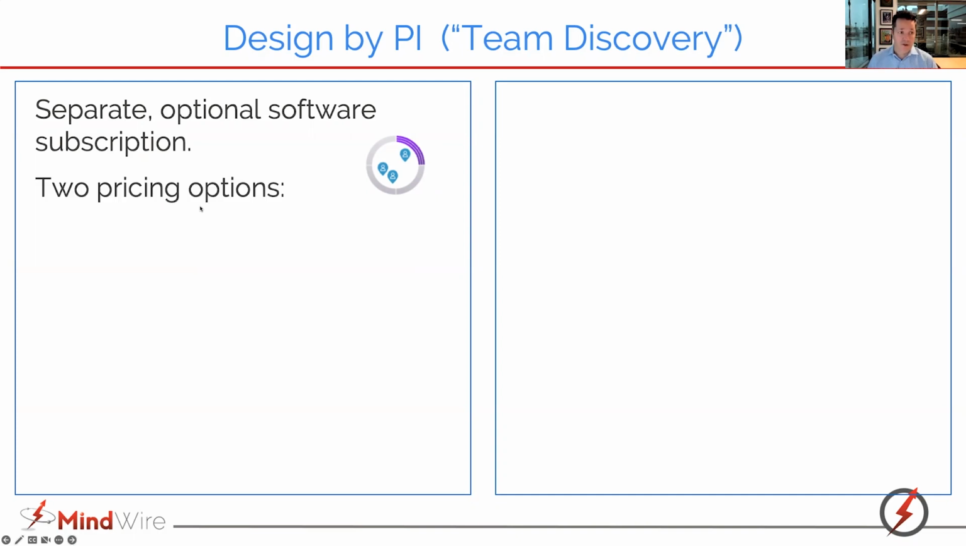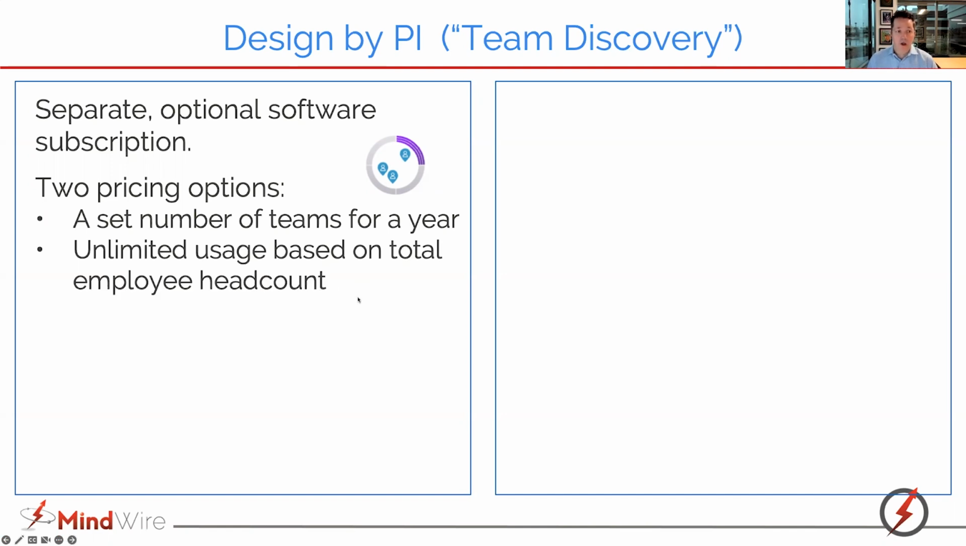Don't like the approach. So the way it works is you can choose to have a number of teams I want to use for an annual year, 12-month period, right? It could be 2 or 10 or 20 or 50, and then you pay a set amount, but you can only use that many teams. Or you can do what you're familiar with, which is you could get an unlimited number of teams and it's set by your license and your employee headcount.